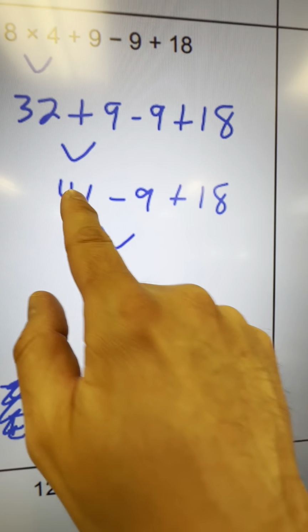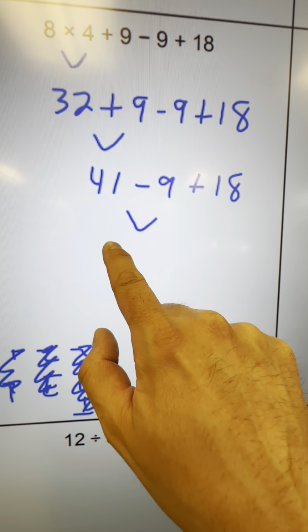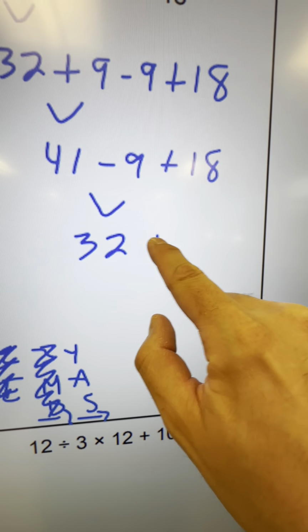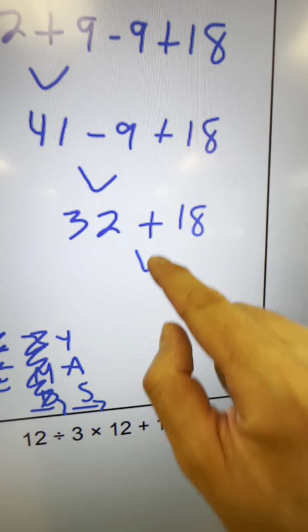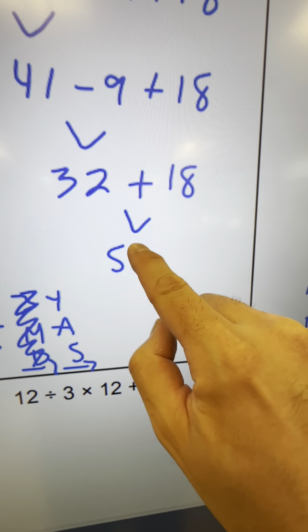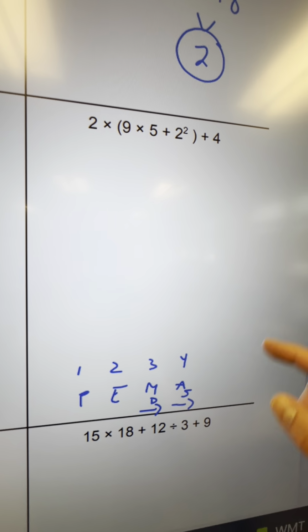Bring down the minus 9 plus 18. Again, left to right order, subtract this. And that's going to give me a total of 32. Bring down the plus 18. And obviously the last thing to do is to add these together, which gives me a total of 50. All right, here's my next problem.